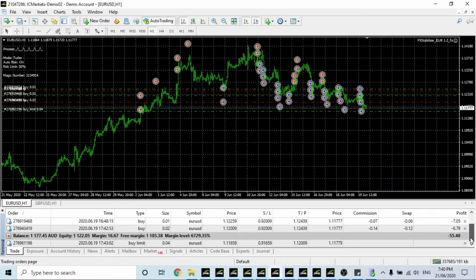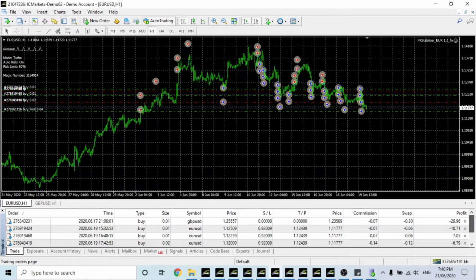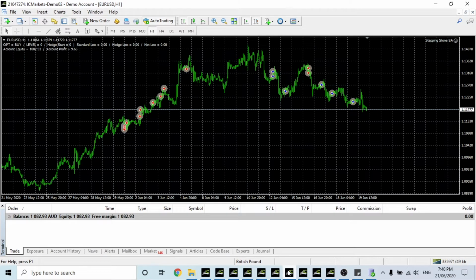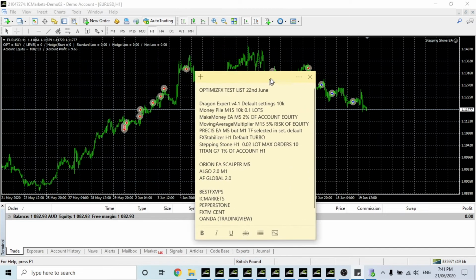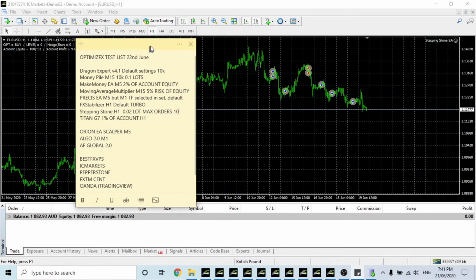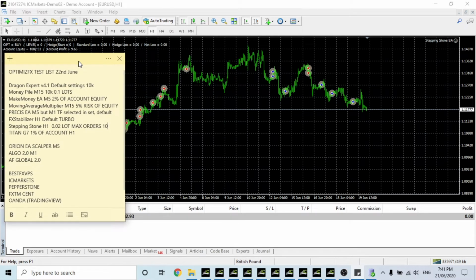And we are only $55 in drawdown at the moment, and it's only running one pair, H1, and just turbo, and that's it. Next we have the Stepping Stone. So this has been quite interesting. Stepping Stone, I'm running H1 time frame, 0.02 lots, and I've just changed the max orders to 10 in the settings. So that's all I've changed. Everything else is default.